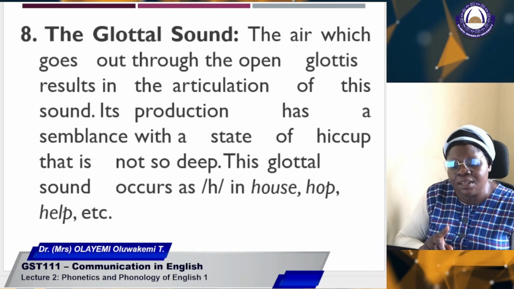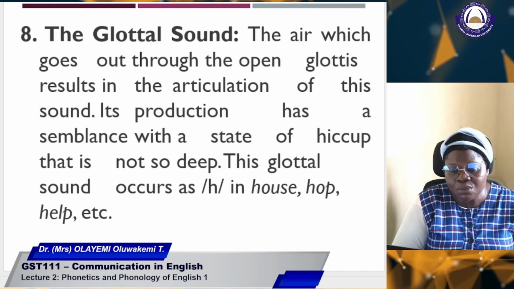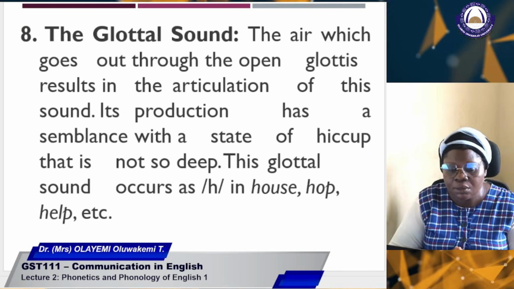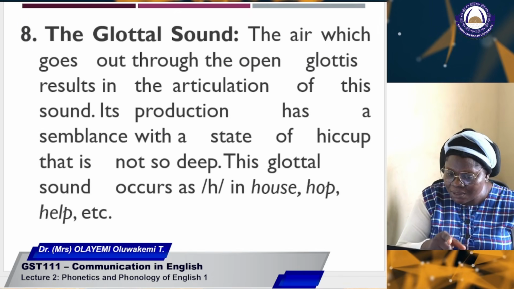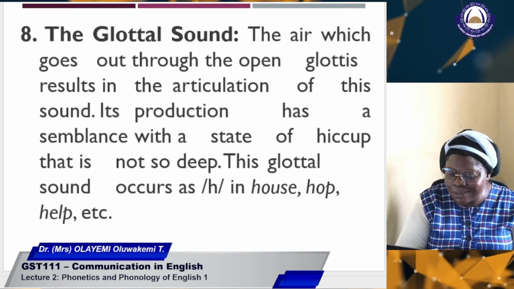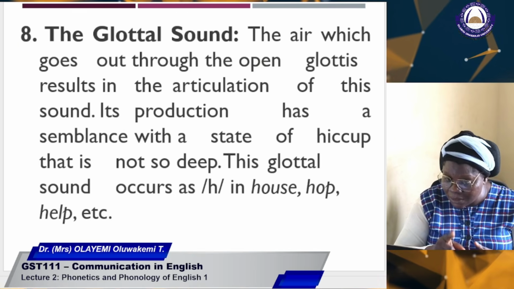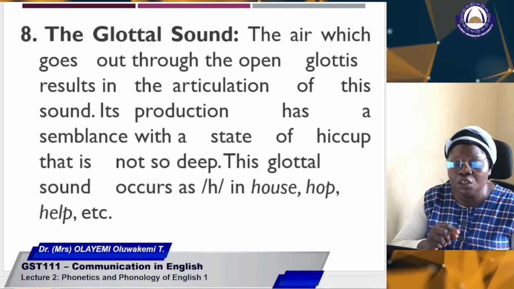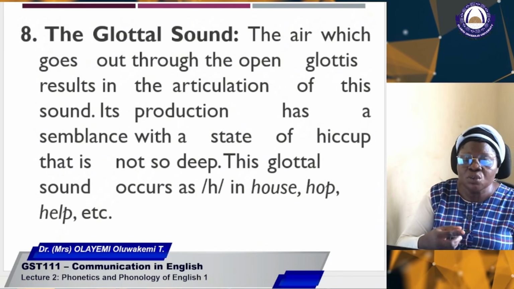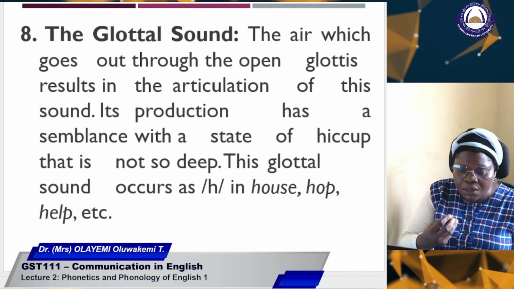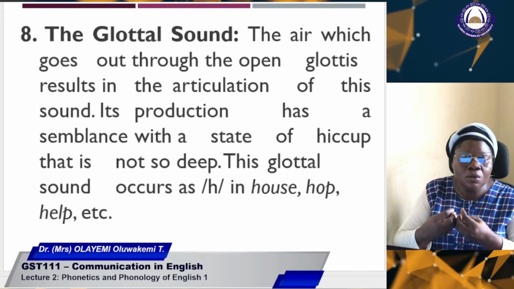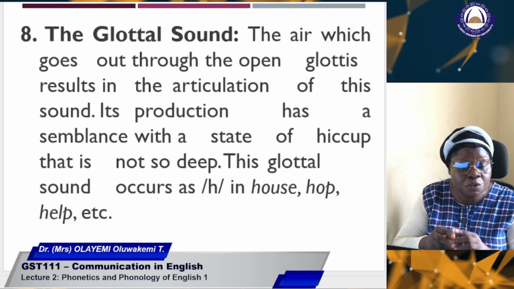Then we have the eighth type of sounds. We need to talk about the glottal sound. From the word glottal, we realize that this is connected to the word glottis. The glottis has a role to play in the production of the glottal sound. Remember I told you that the air that we use in speech production comes from the lungs, and that's why the lungs are called the powerhouse of speech.